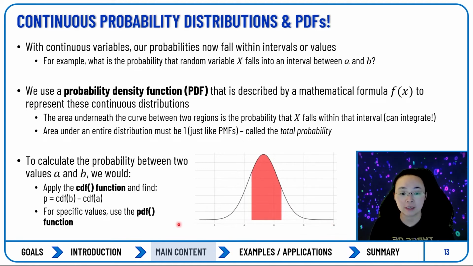To calculate the probability between two values a and b, we would either apply the CDF, the cumulative distribution function, and find the probability as CDF of b minus CDF of a. CDF of b is the full area from the beginning to point b, and CDF of a is the area from the beginning to a. If you subtract the two, the difference will be the red area over here. So that's where the CDF comes in handy. For specific values, we can use the PDF to get a specific probability for a small range of values.